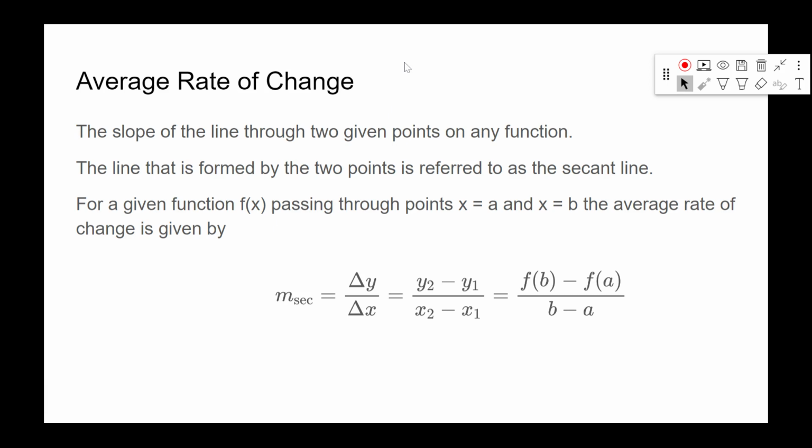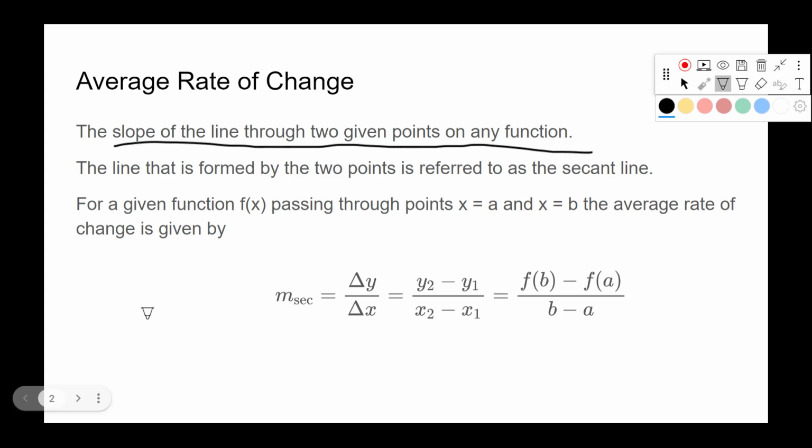So we're going to calculate the average rate of change. The average rate of change is just the slope of the line through two given points on any given function. So now what I'm saying is you don't have to have a line anymore. You could really have any function that you want. So here's a parabola, a quadratic function. And let's say I picked 2 points.